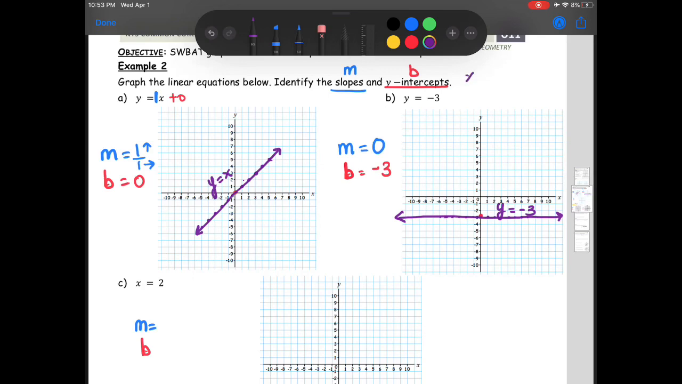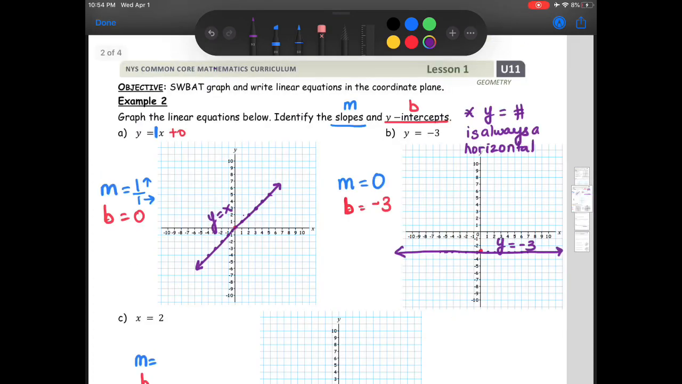So you want to write that, maybe make a note. Y equals a number is always a horizontal line. Think of the horizon. Horizon is horizontal, so horizontal line. Right? This is something you need to remember. This is something for your notes. Like anytime you should be able to just look at it. And slope is what? 0. Because the x term is missing, right?